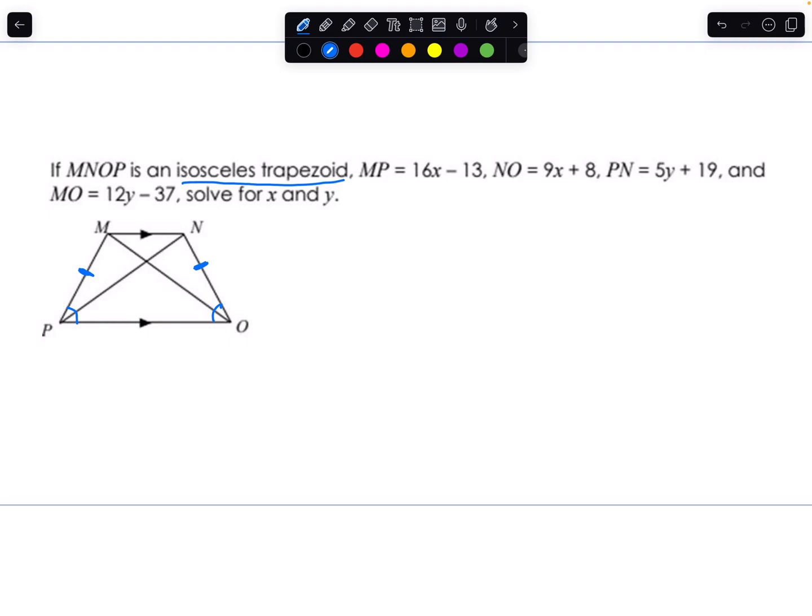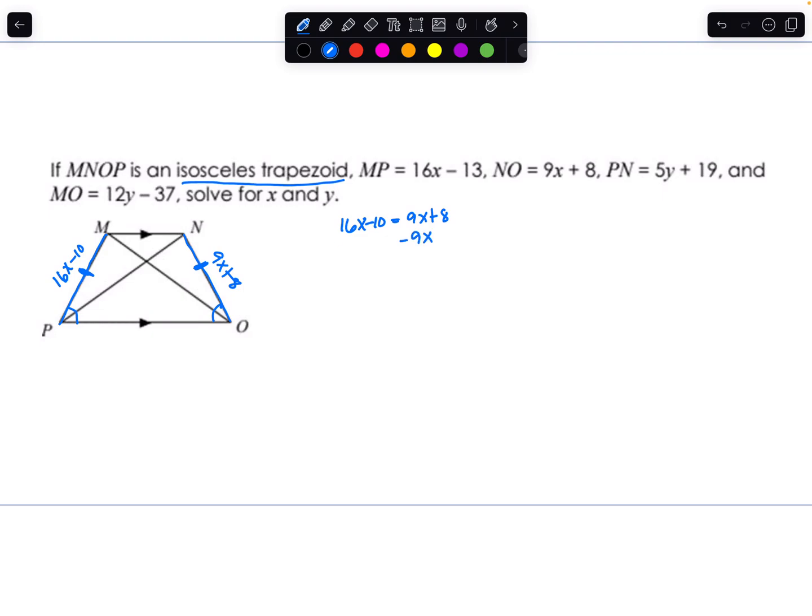So, in this first scenario, I have MP, which is this side, measuring 16x minus 10. I also know that NO measures 9x plus 8. Let's start with that component. I want to be able to solve for the value of x. I know that those two legs are congruent because those are the congruent sides of an isosceles trapezoid. So I know that 16x minus 10 must equal 9x plus 8. And then I can solve for x.